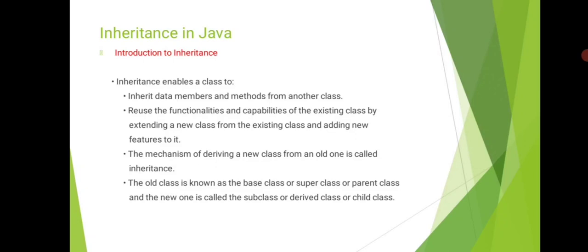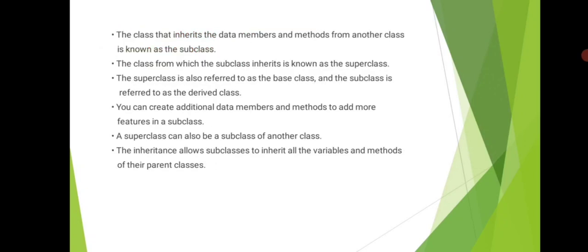So a derived class is the new class which is inherited from the super class or base class. Now, the actual definition: the class that inherits the data members and methods from another class is known as a subclass.